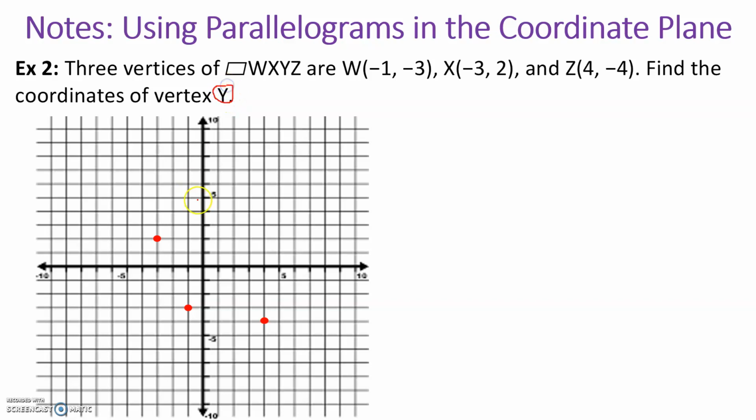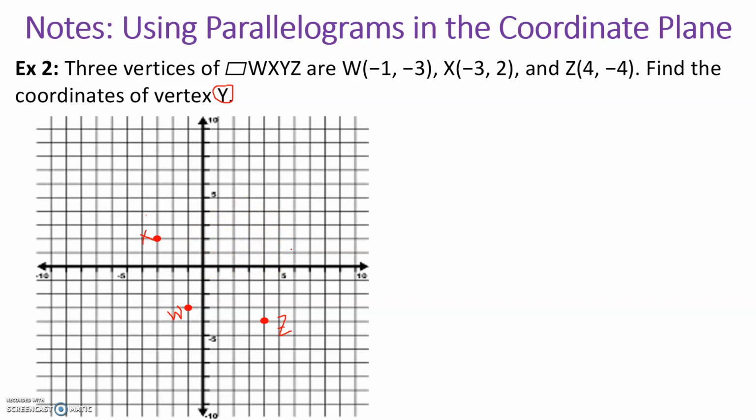Now, we know the coordinates go in order. So we know that we have here W, and then we have X, and then we have Y, and then we have Z. So we know that Y is located here between X and Z.